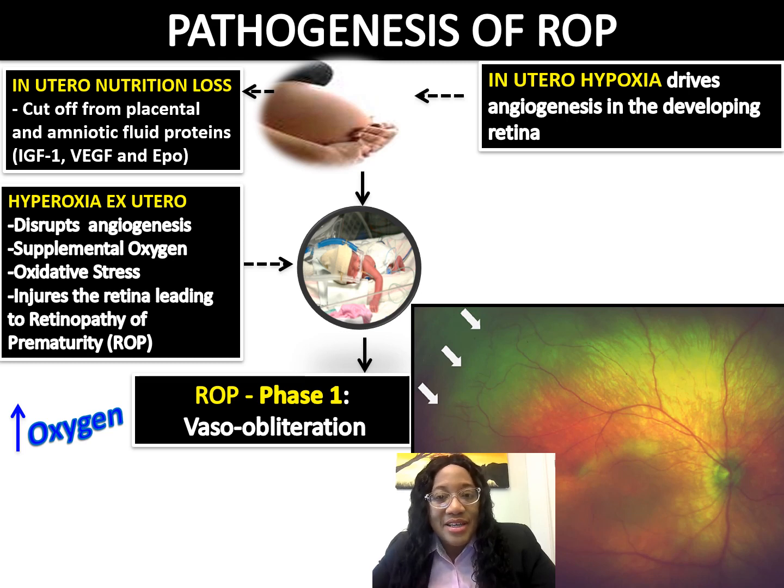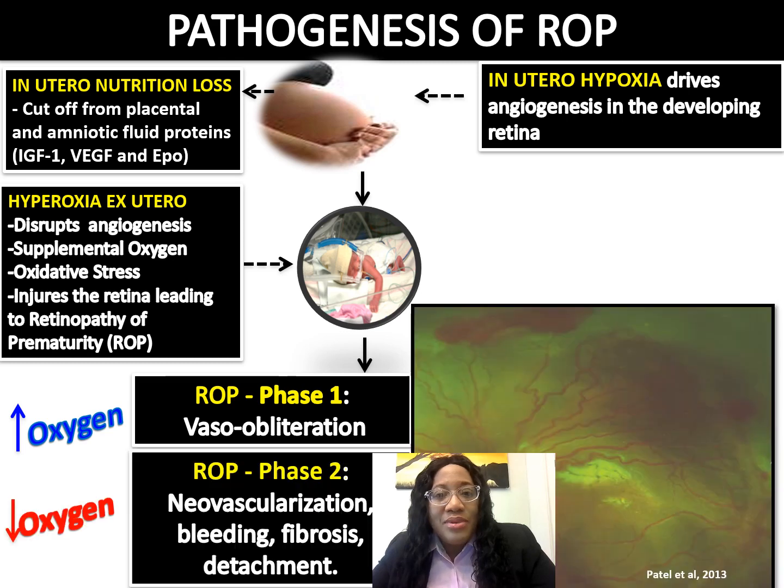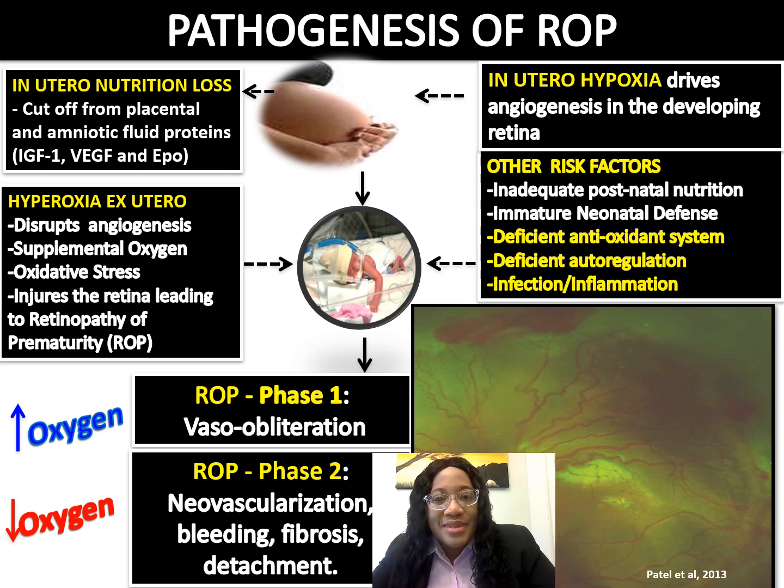ROP progresses in two phases. Phase 1 occurs shortly after birth in high oxygen, which downregulates VEGF expression, leading to vaso-obliteration. 4 to 6 weeks later, there are now not enough blood vessels to nourish the eye and the retina, and hypoxia develops, which causes excess secretion of VEGF, leading to phase 2 ROP, characterized by pathologic neovascularization, bleeding, fibrosis, and retinal detachment. Other risk factors for ROP include inadequate postnatal nutrition. It is always a challenge to provide enough calories for growth in preterm infants. In addition, they have a deficient antioxidant system and may have infections and inflammation.